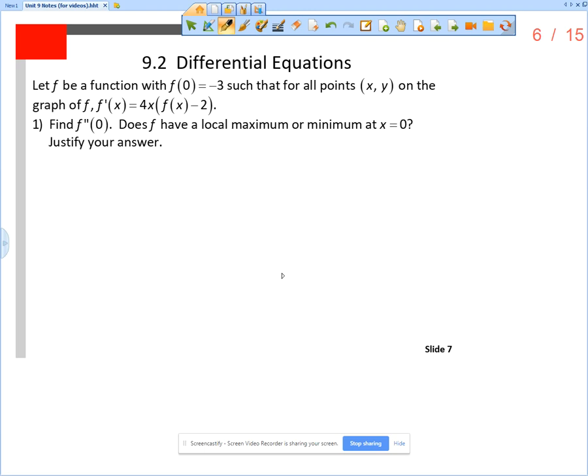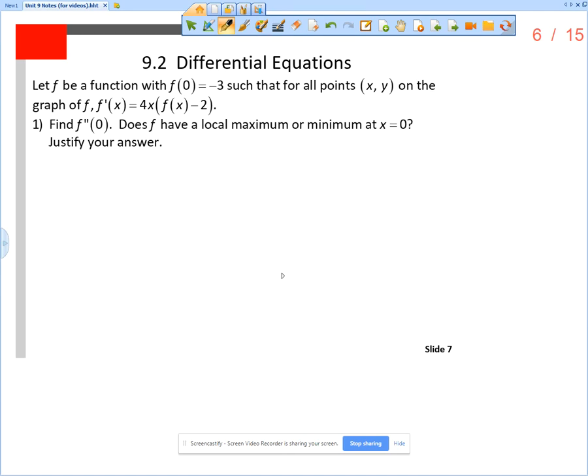This is the video for section 9.2 notes, slides 7 through 11. All right, so this is a little bit of a review of differential equations, but then a specific type of thing comes up that maybe we haven't had to do before.